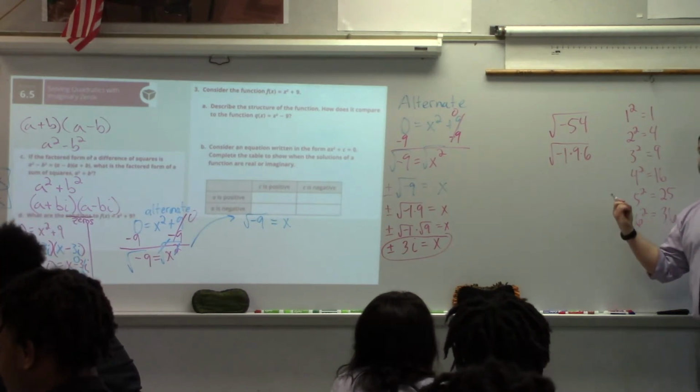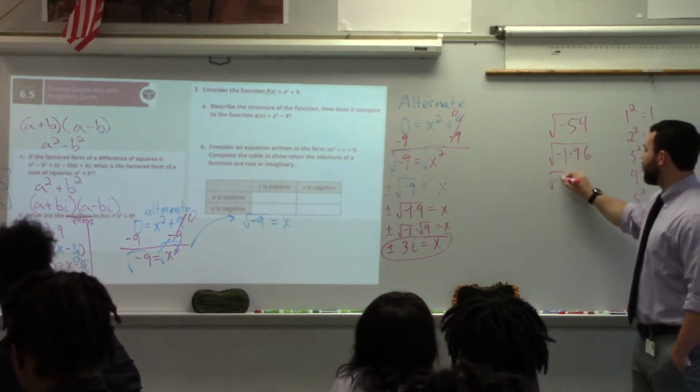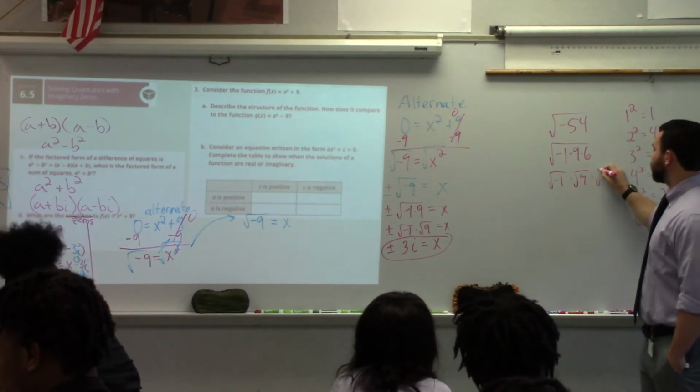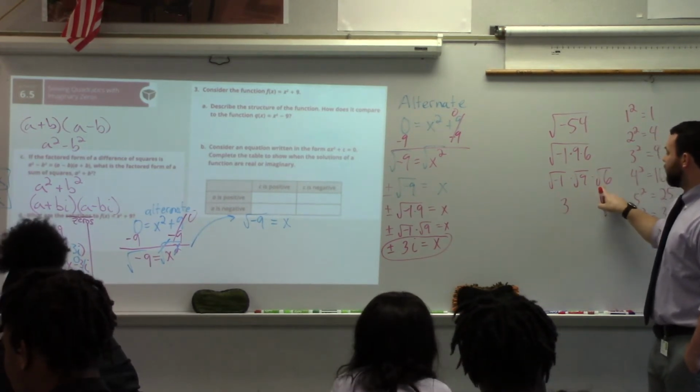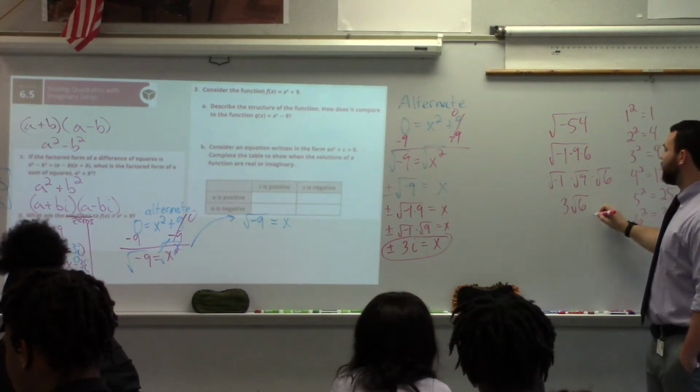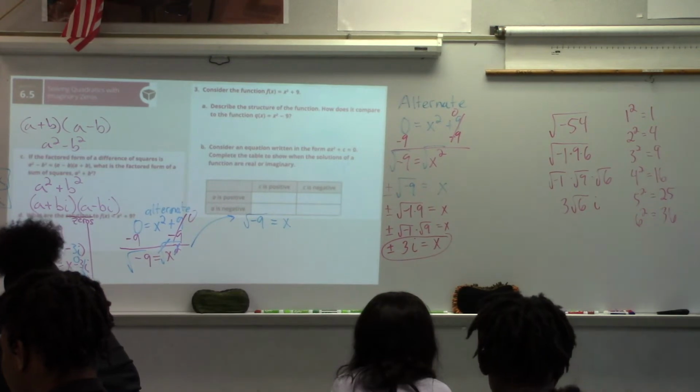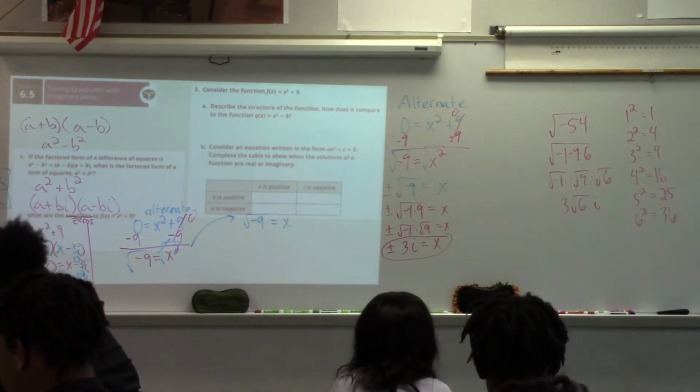So I will factor it out into all of those. So the square root of -1 times the square root of 9 times the square root of 6. The square root of 9 is 3. I can't take the square root of 6, so I leave it as square root of 6. The square root of -1 is i. Remember, the i always goes at the end of the real number. So it's 3 square root of 6 times i.